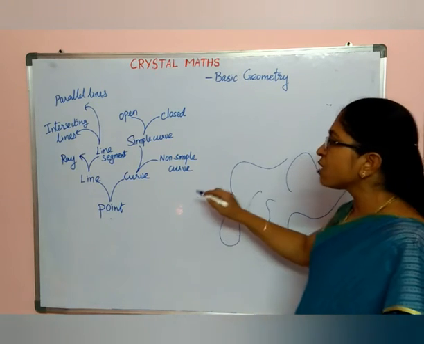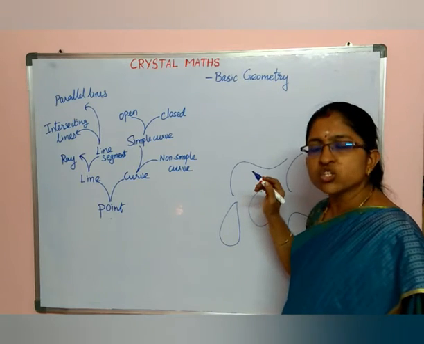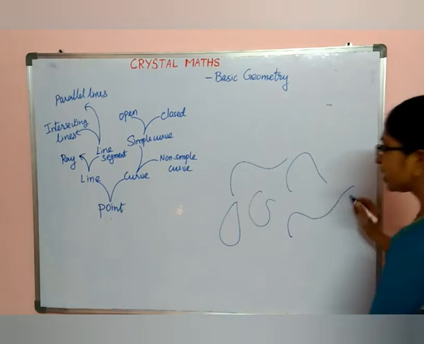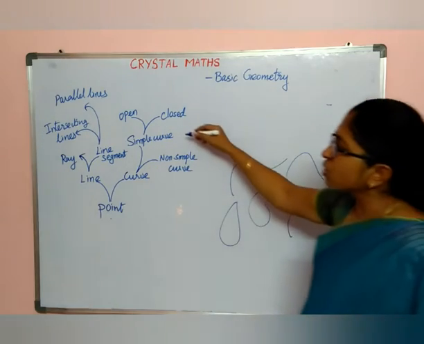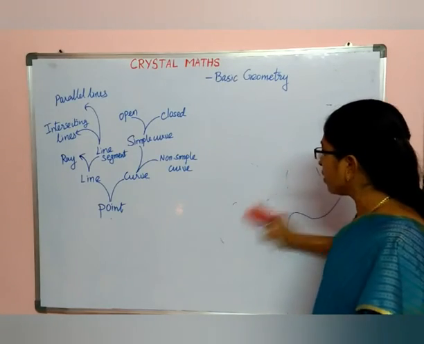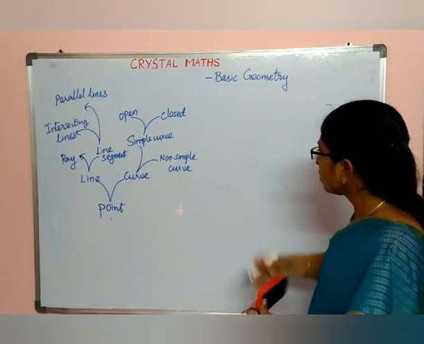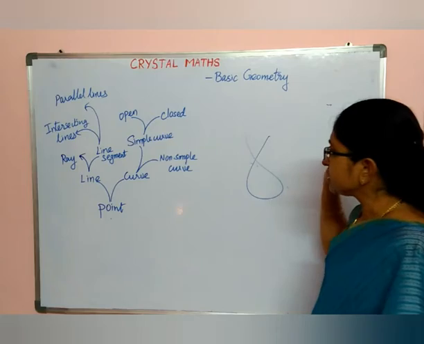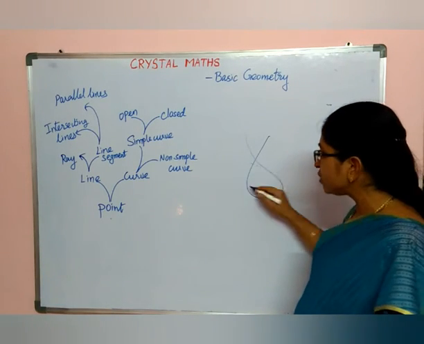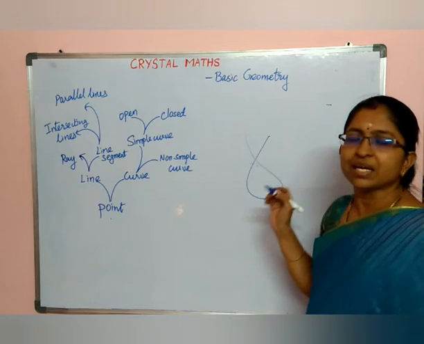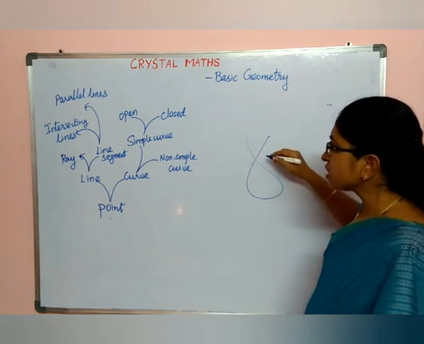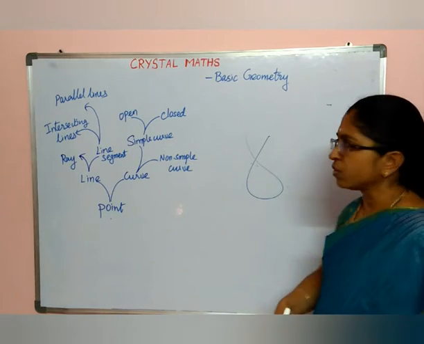It's not crossing each other. It is not intersecting in its path. Not intersecting in its path means it is called a simple curve. Suppose you draw the curve like this, it is a non-simple curve because in this path it is intersecting at a particular point. In one or two places it can intersect. So this is called a non-simple curve.